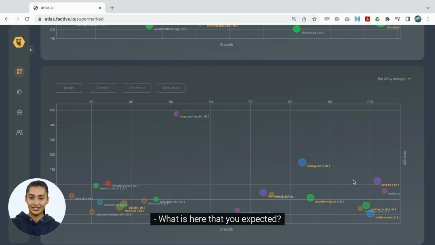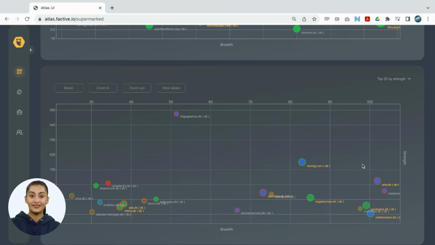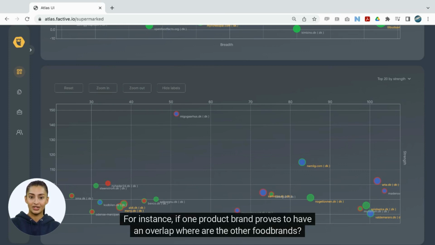What is here that you expected? In this case, your supermarket brands. What are the adjacent brands to investigate? The price services, for instance, or owned media brands. What are the things that are missing? For instance, if one product brand proves to have an overlap, where are the other food brands?